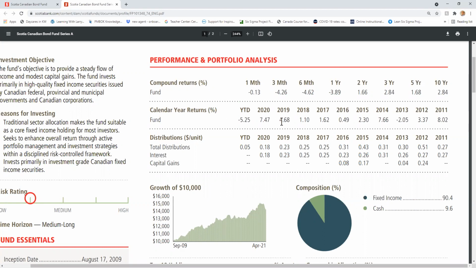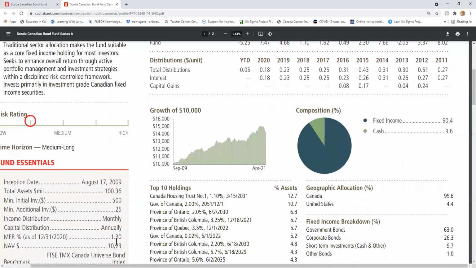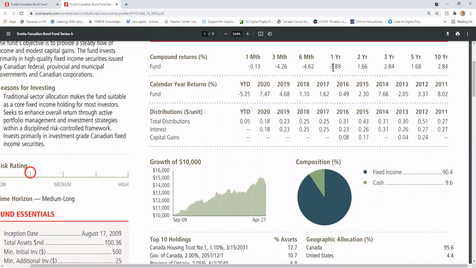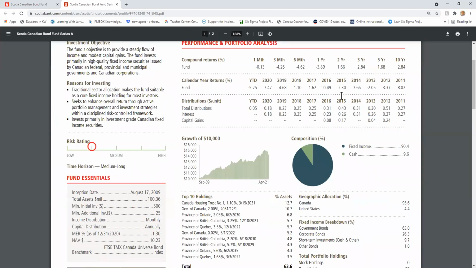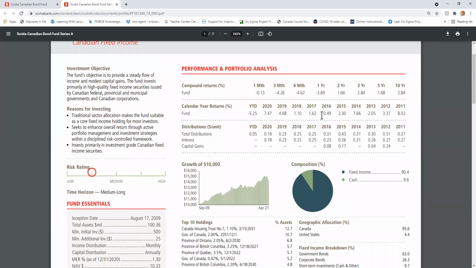Okay. And again, these returns have the MER subtracted from them. So the 1.3% is already subtracted. Even if the fund goes down, they will still subtract the MER. The mutual fund company is still going to get their money, and basically you would have lost the value of your investment. Tough luck, right? Clear? Okay.